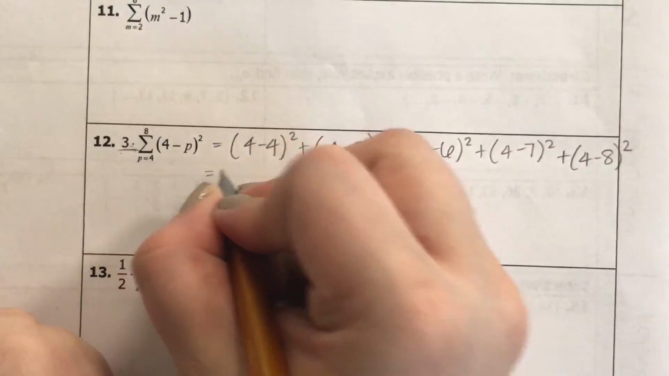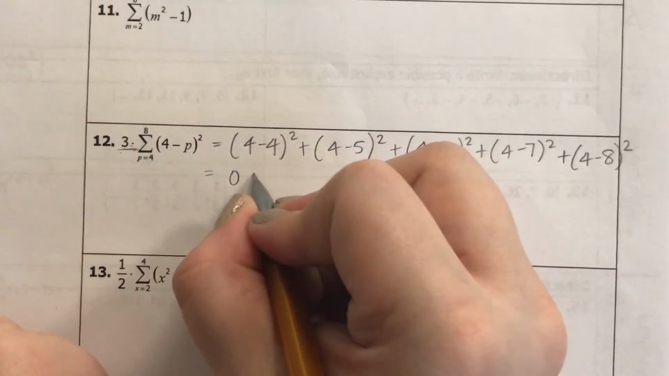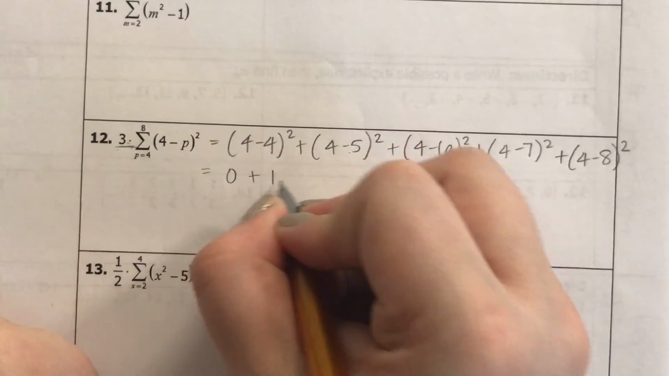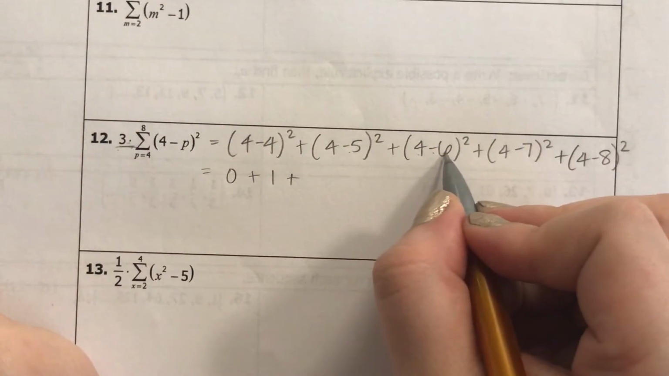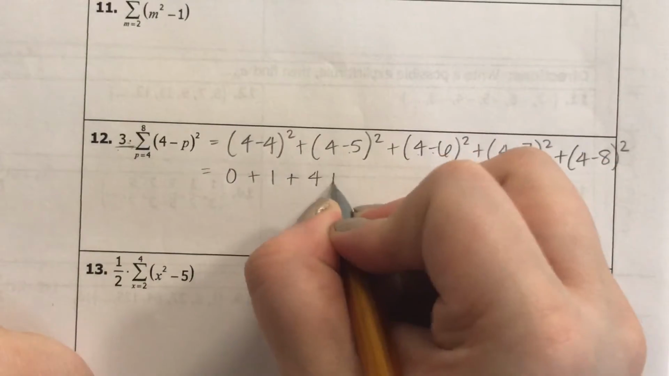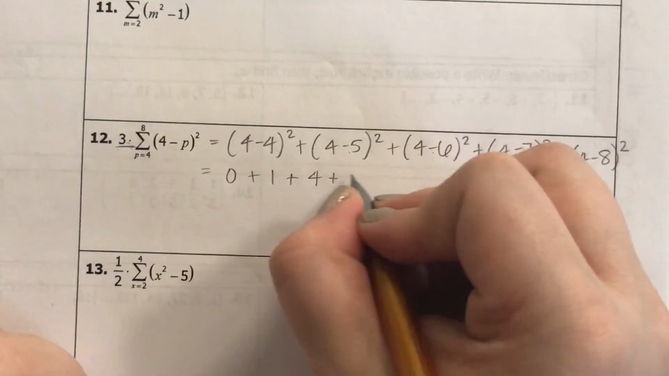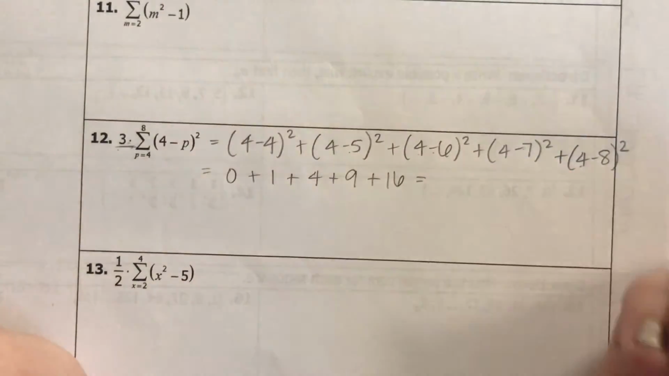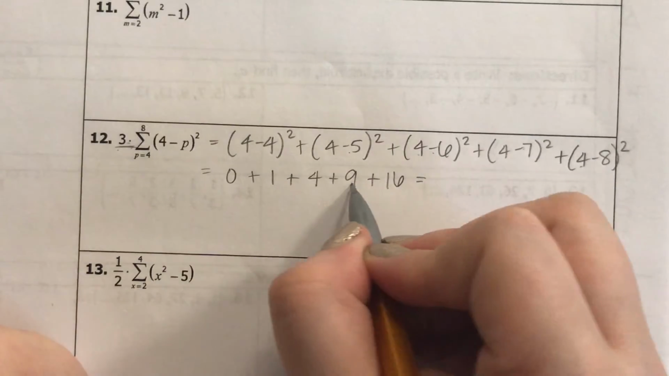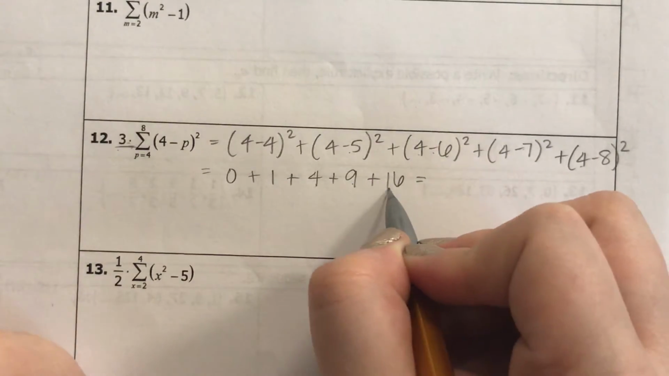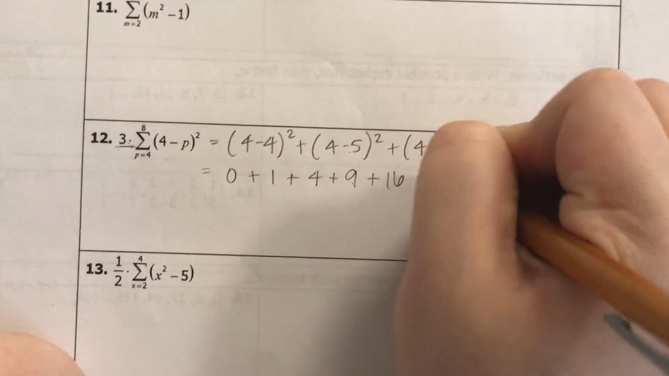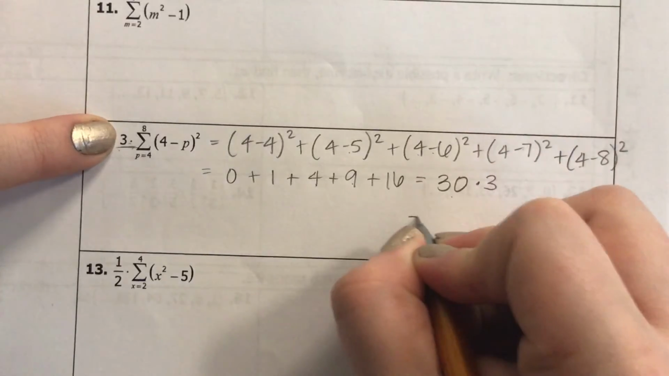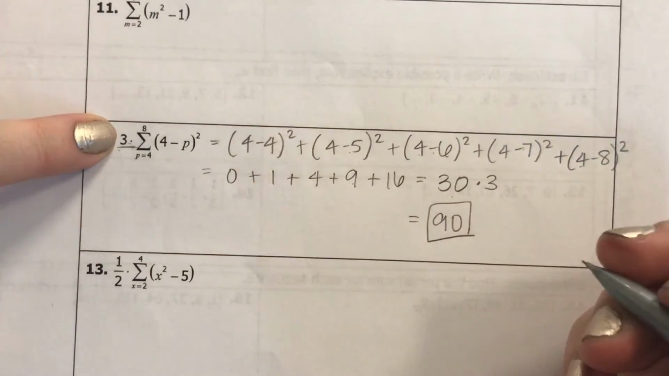Okay? Well, we know this is going to be 0. 4 minus 5 is -1, and -1 squared is 1. 4 minus 6 is -2 squared is 4. -3 squared is 9. -4 squared is 16. Add all those together. 5 plus 9 is 14 plus 16 is 30. But remember, we have to multiply it by this 3. So 90 is our answer for that one.